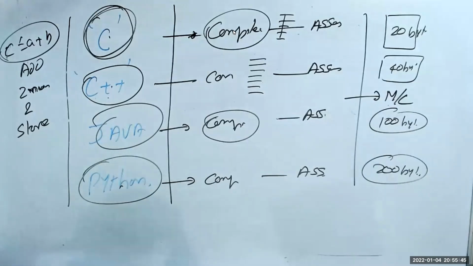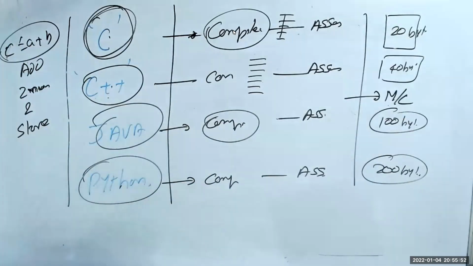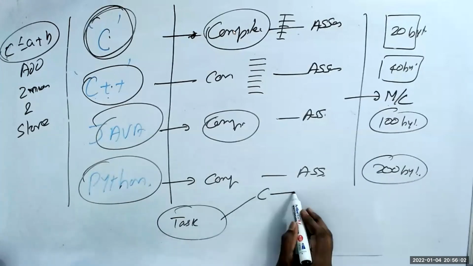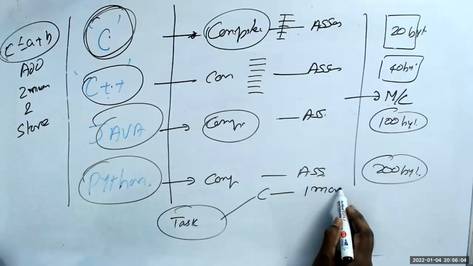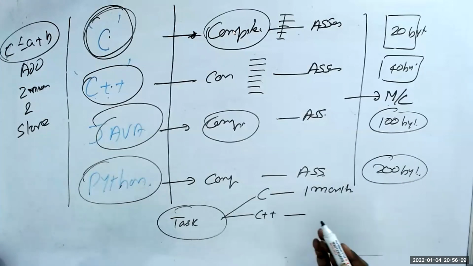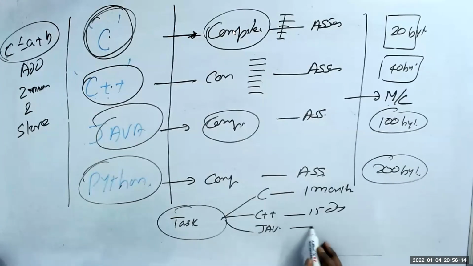Now, Python is producing more code for the same operation. C is producing less code. Then why do I have to use Python? The thing is, if we're given a task and I write it in C, it takes 1 month. If I do it in C++, I can do it in 15 days. If I do it in Java, I may do it in 10 days or 5 days. If you do it in Python, I'll do it in 1 day.